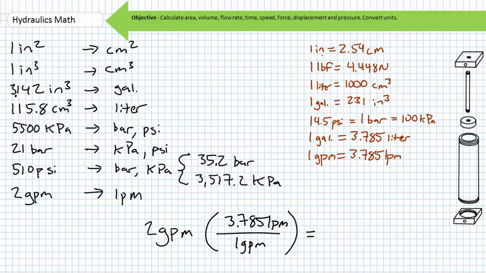To convert a flow rate of 2 gallons per minute to units of liters per minute, the unit we want is liters per minute, so it goes on top. The unit we don't want is gallons per minute, so this goes on the bottom. The units of gallons per minute cancel out, and we're left with a flow rate of 7.57 liters per minute.